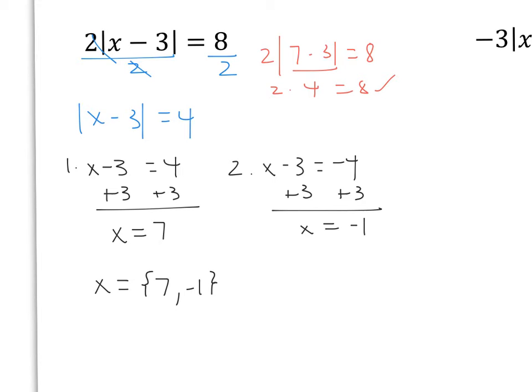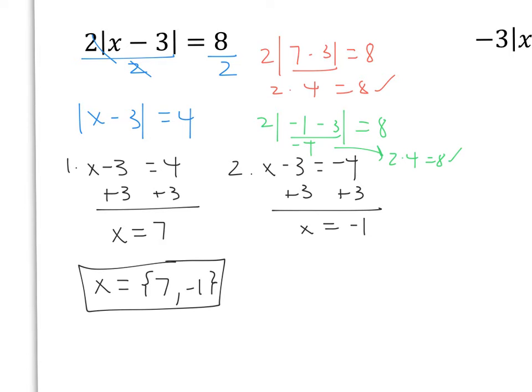If I check the other answer, negative 1, I have 2 times the absolute value of negative 1 minus 3, and that had better equal 8. Negative 1 minus 3 here is negative 4, and the absolute value of negative 4 is really just positive 4, so 2 times positive 4 is equal to 8. So we know that we're correct, and 7 and negative 1 are our two solutions.